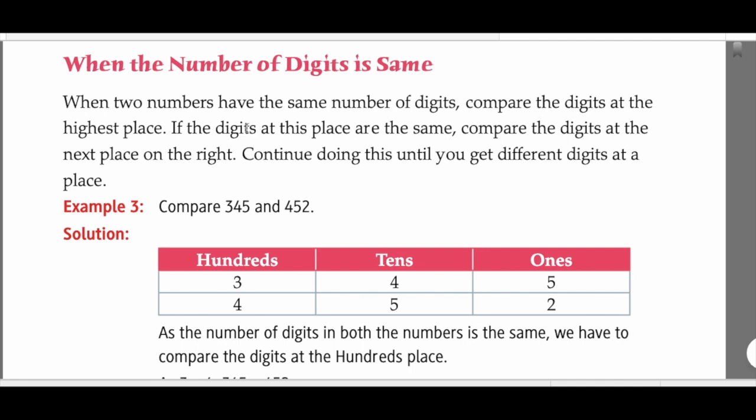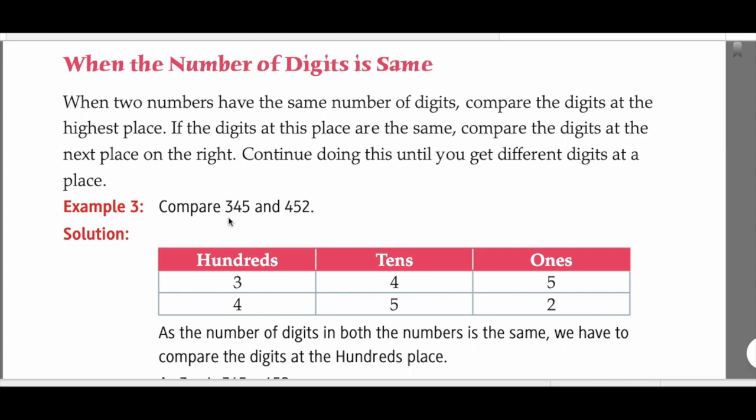When two numbers have the same number of digits, compare the digits at the highest place, that is the hundreds place. If the digits at this place are the same, compare the digits at the next place on the right. If the numbers in the hundreds place are the same, you have to see the numbers in the tens place. Then continue doing this until you get a different digit at the place.